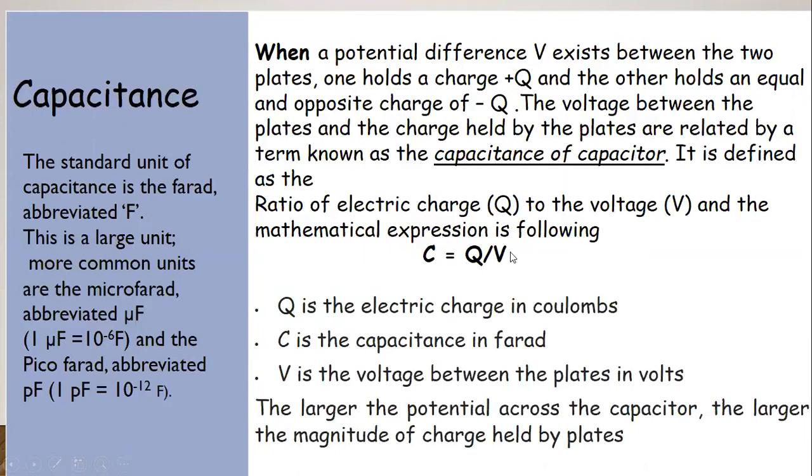So we can say C is equal to the ratio of electric charge to the voltage, and it can be mathematically expressed as C, representing the capacitance, is equal to Q, representing the charge, upon V, the voltage. So the larger the potential across the capacitor, the larger the magnitude of the charge held by the plates. The standard unit of capacitance is the farad, abbreviated as capital F, but it is a very large unit. Commonly, capacitors are found in microfarad or picofarad values.